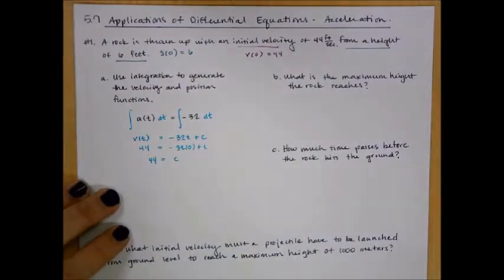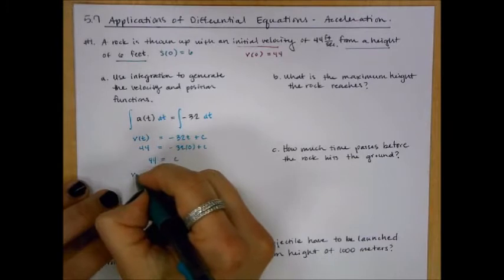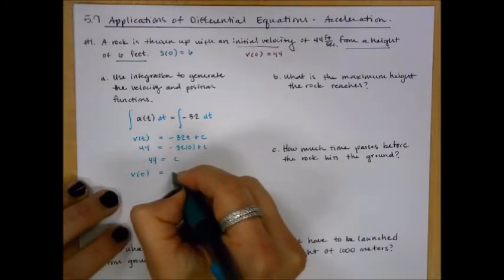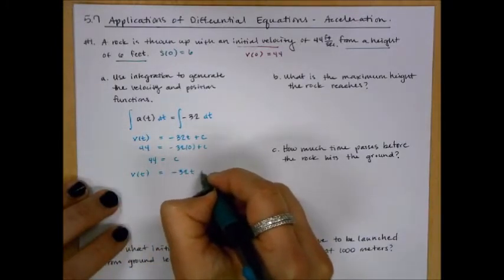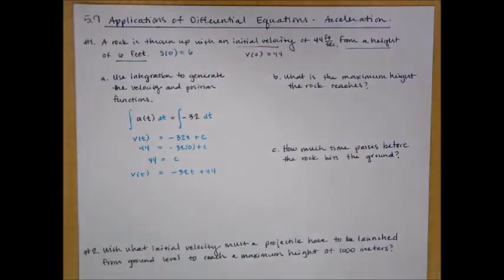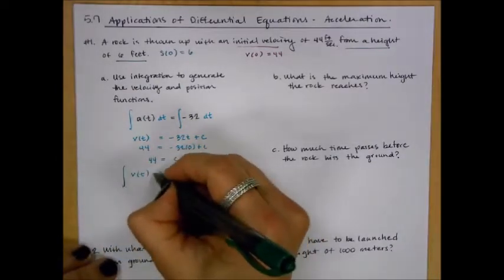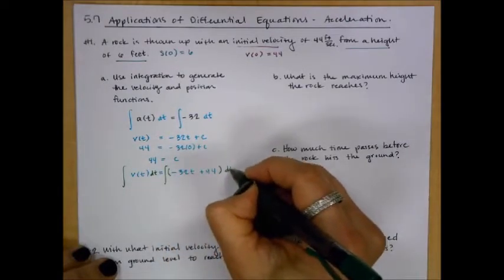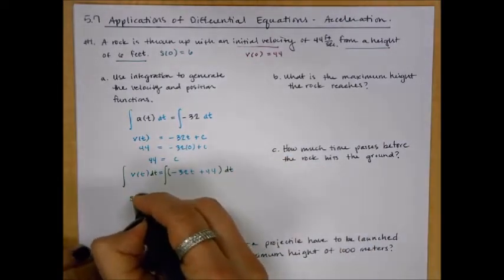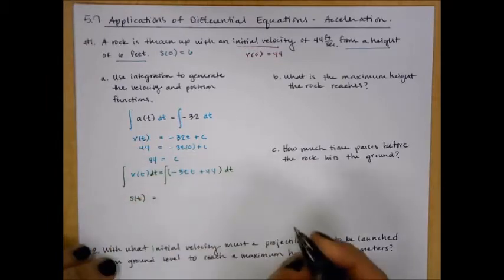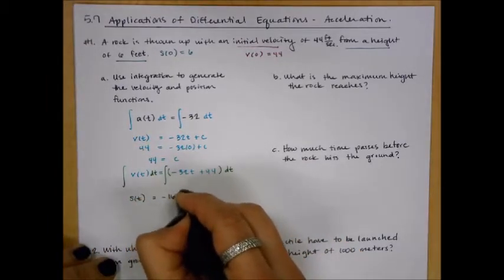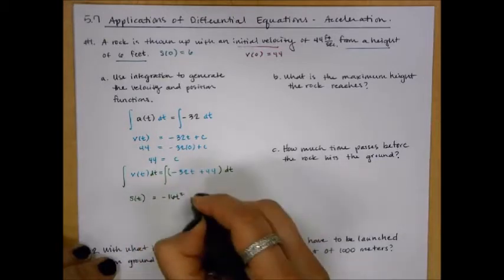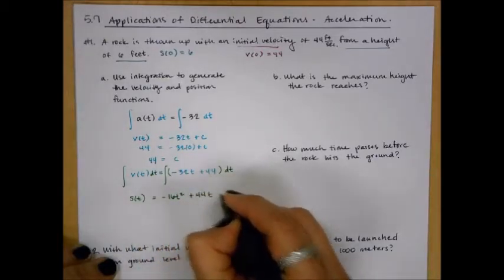So we can write our velocity function now. V of t is equal to negative 32t plus 44. So now that we have our velocity function, we can integrate again to get back to our position function. So integrating each side with respect to time, integrating velocity gets us back to S, position. On the right, we get negative 16t squared plus 44t plus c.